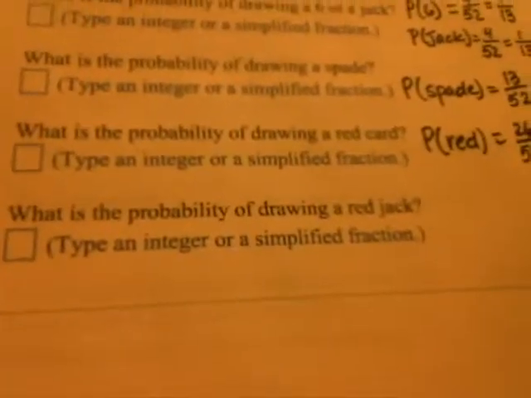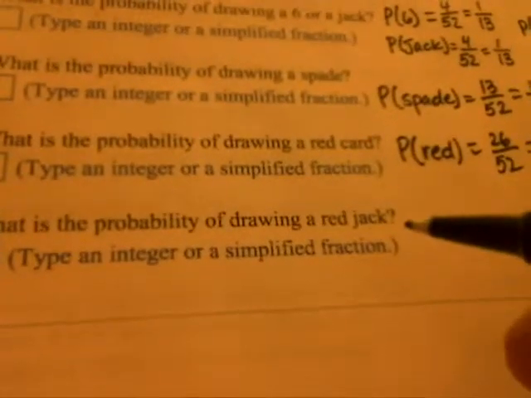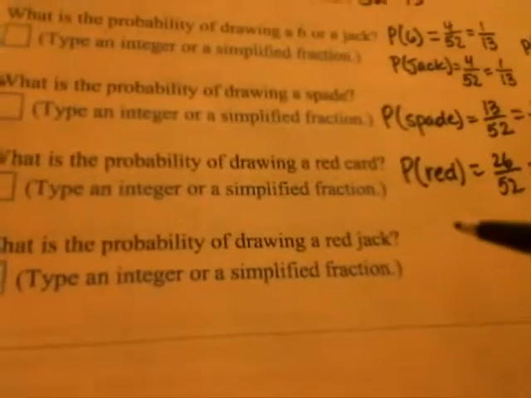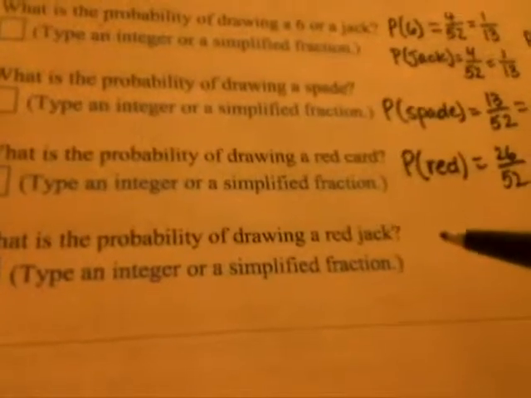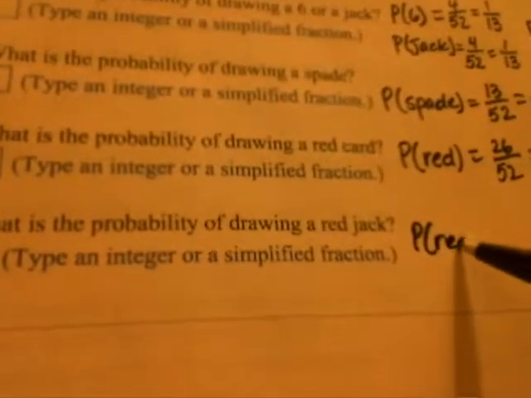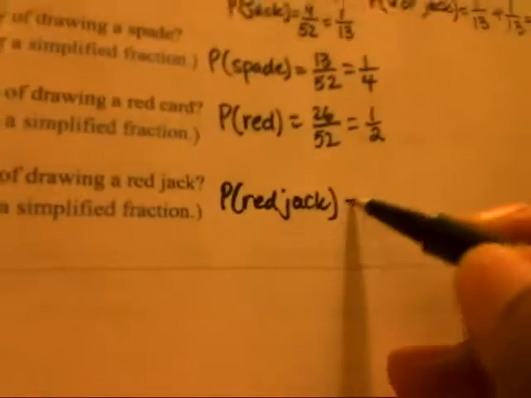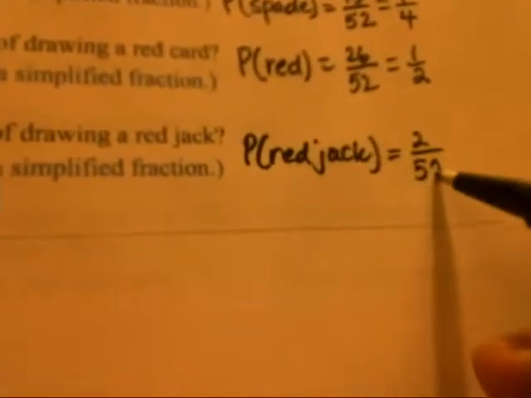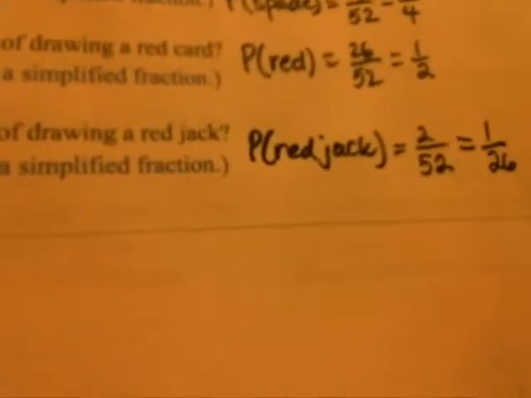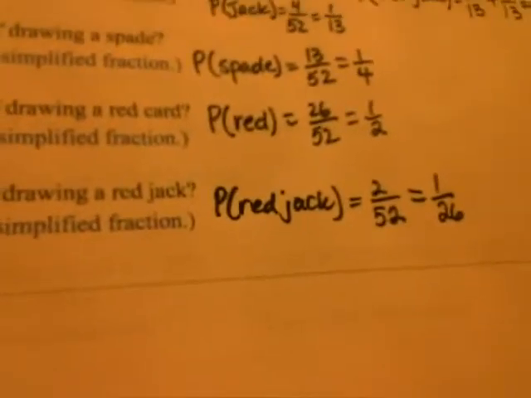And then finally, what is the probability of drawing a red jack? Well, there's only 2 cards that are red jacks. We know there are 4 jacks, but 2 of them are red. The jack of hearts and the jack of diamonds. So the probability of drawing a red jack, in this case, would be 2 out of 52, which is equivalent to 1 over 26.